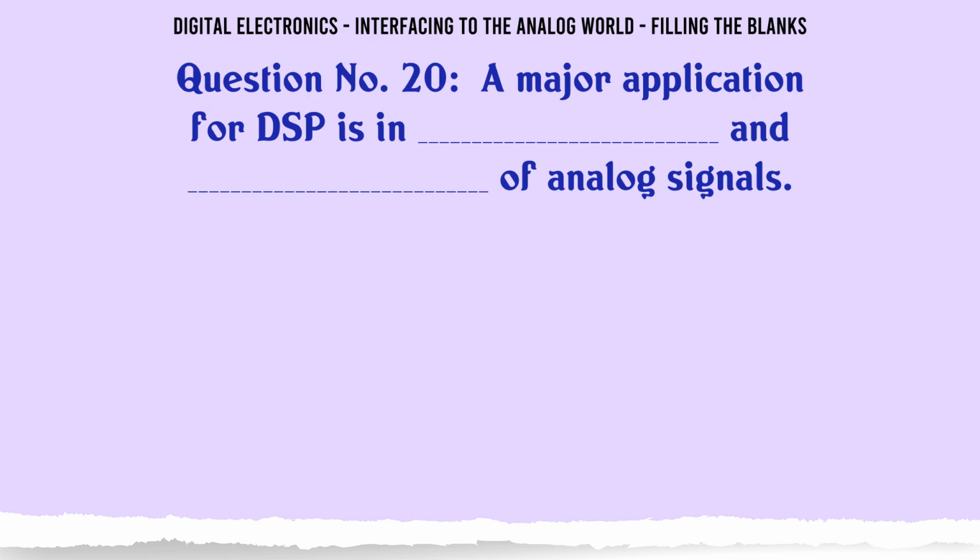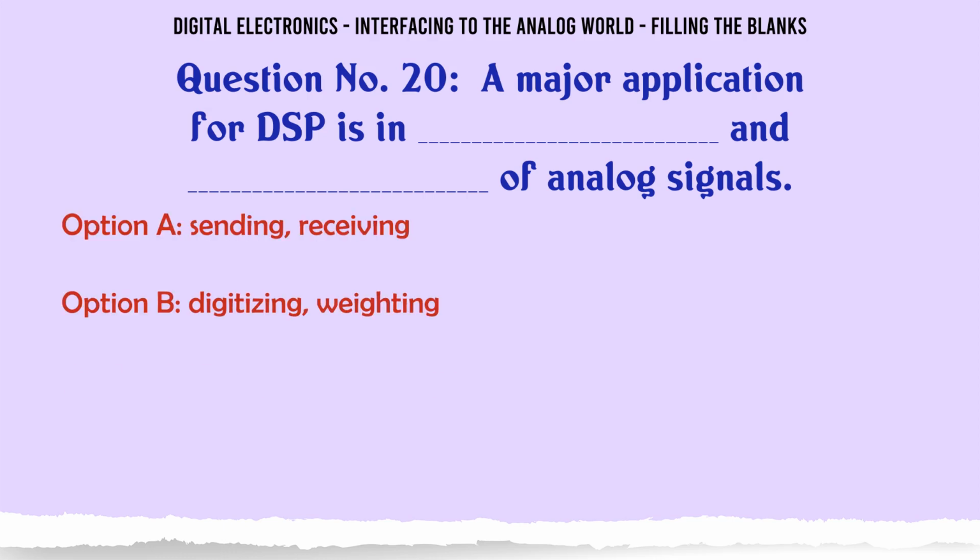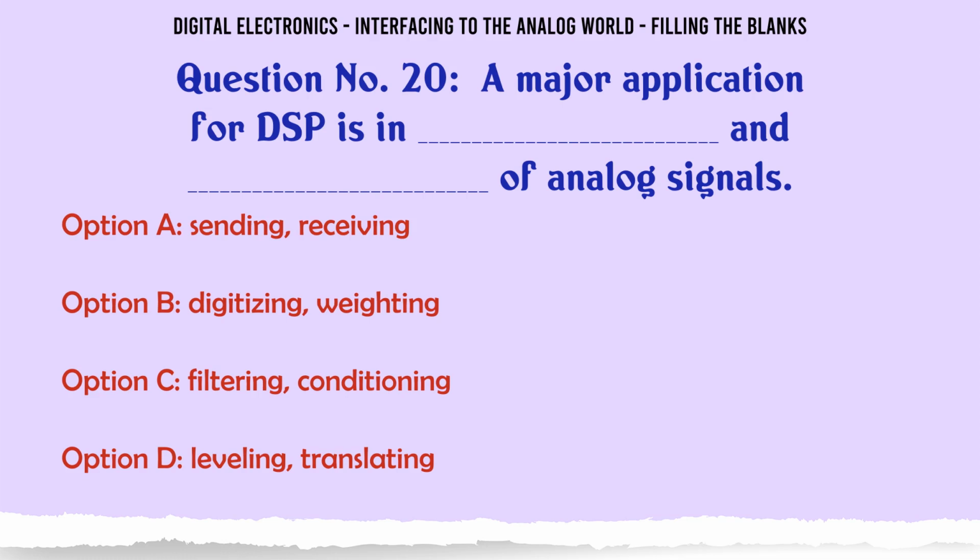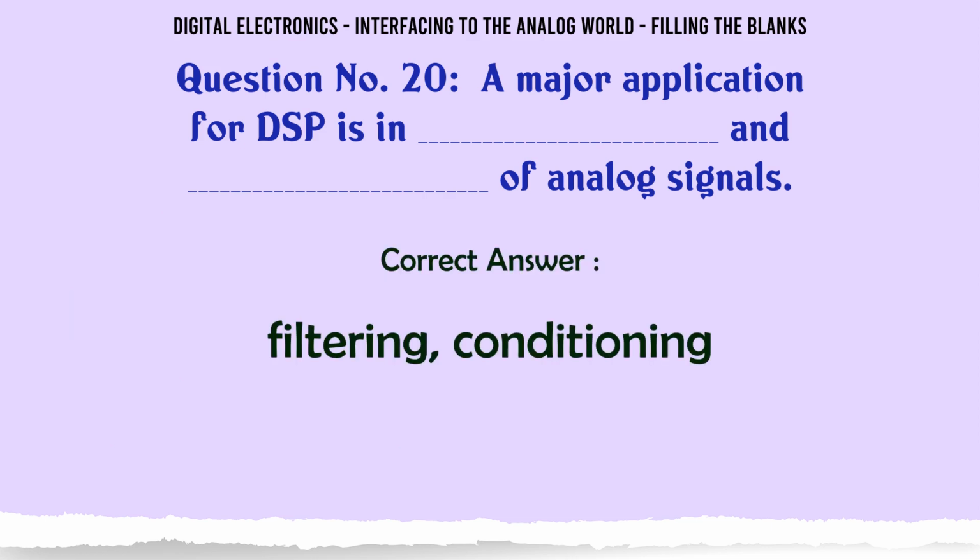A major application for DSP is in and of analog signals. A. sending, receiving, B. digitizing, waiting, C. filtering, conditioning, D. leveling, translating. The correct answer is filtering, conditioning.